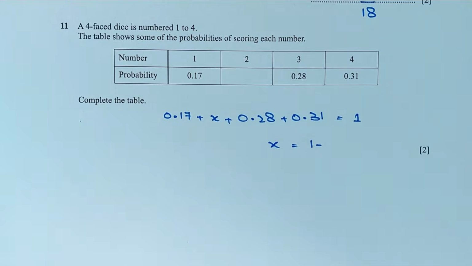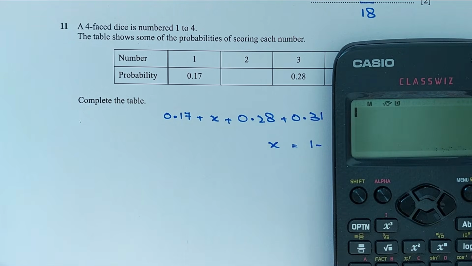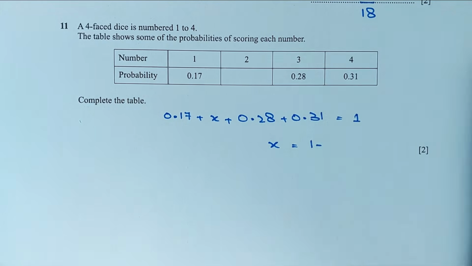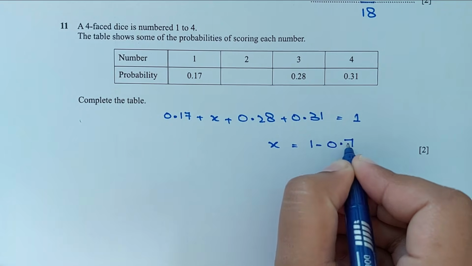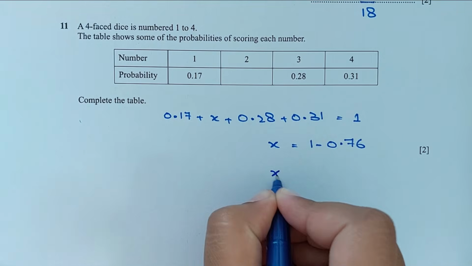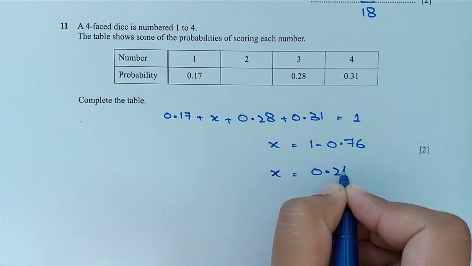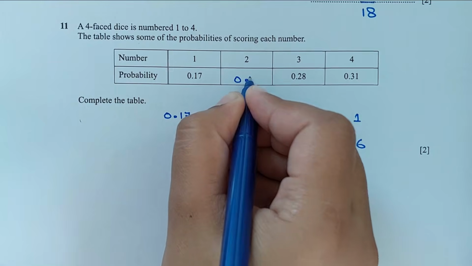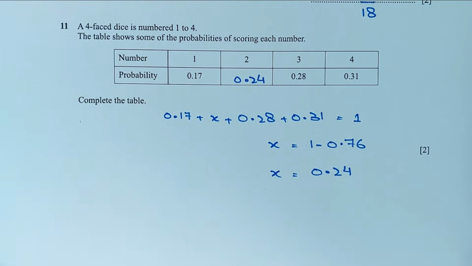x is 1 subtract 0.17 plus 0.28 plus 0.31. This is 0.76. 1 minus the answer is 0.24. So the probability for number 2 is 0.24.